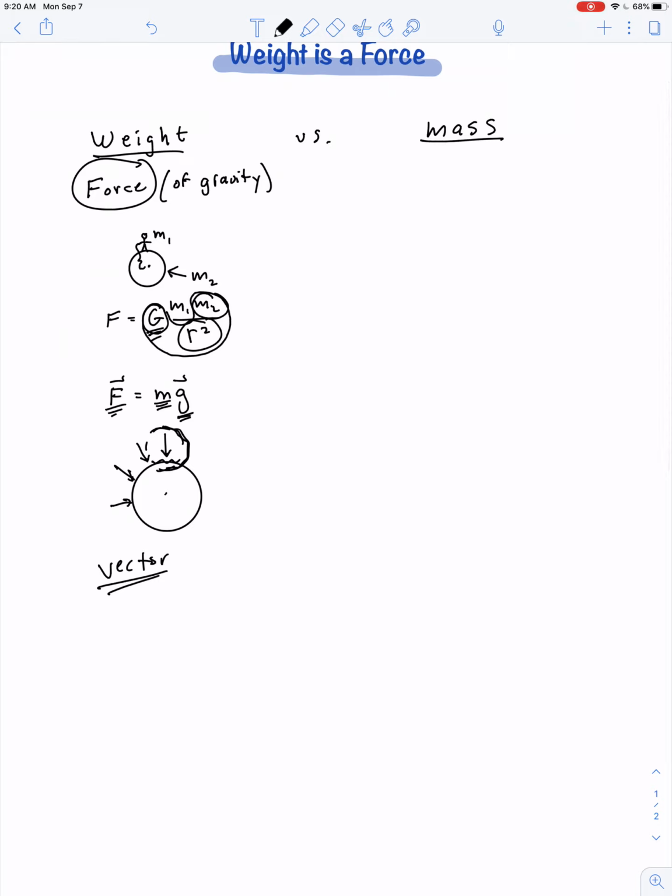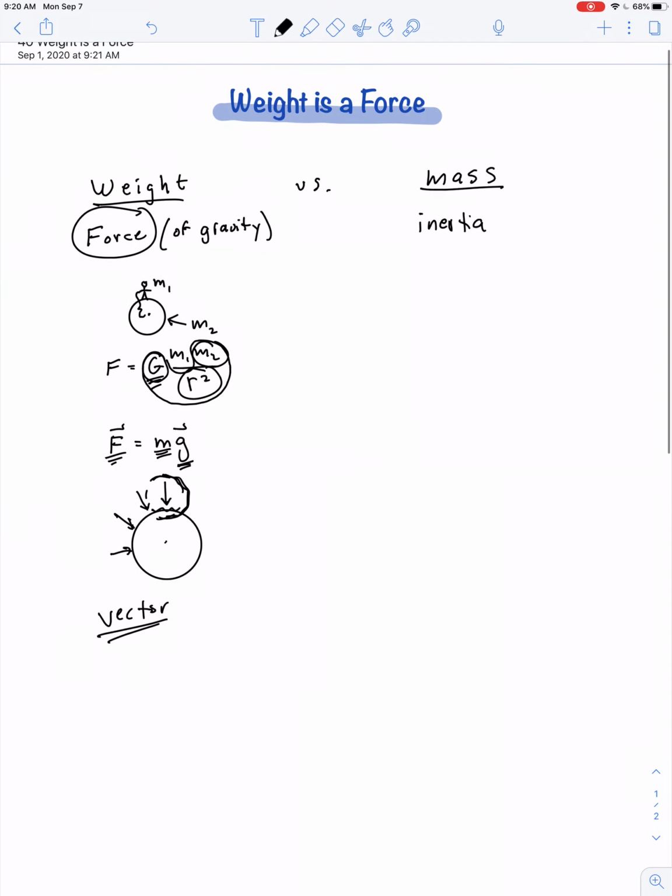Mass is just the same thing as inertia, and it really comes down to how much matter makes up any object. It's a scalar quantity. It's measured in kilograms in the metric system. By the way, weight is measured in newtons. So there's a key distinction between the two. They're not measured in the same units.